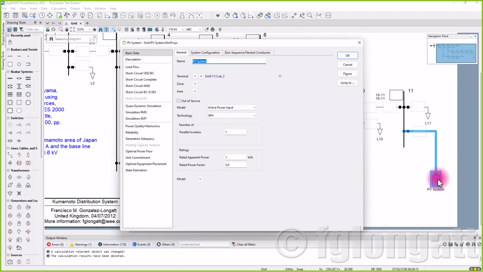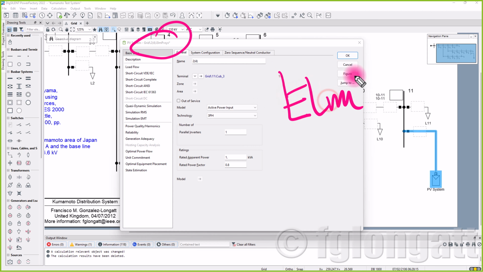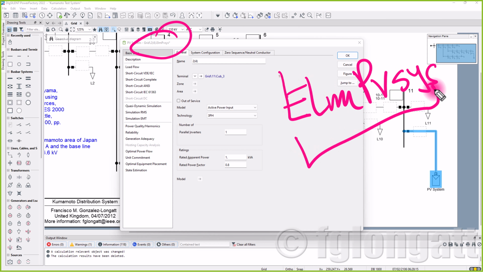If I double click here, you are in front of a beautiful element. You are in front of this ElmPvsys. What does this mean? This is the element PV system. The element PV system is the element that allows you to model a classical PV system.